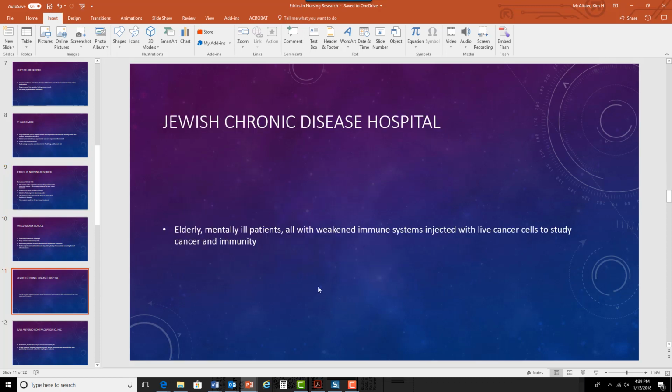There was a situation with the Jewish Chronic Disease Hospital where elderly mentally ill patients had weakened immune systems. Obviously, they had no ability to agree to participate or to withdraw. Unknown to themselves and to their families, they were injected with live cancer cells. And the purpose of that was to see what would happen and so that they could learn more about cancer and immunity.